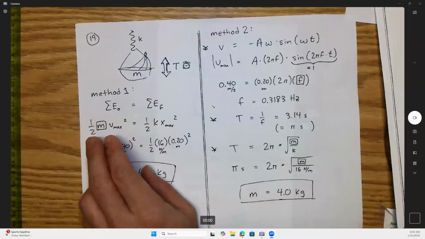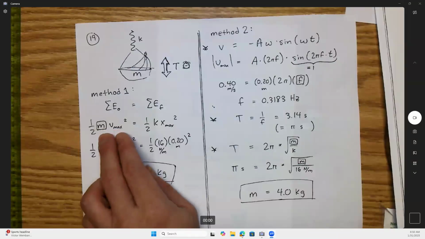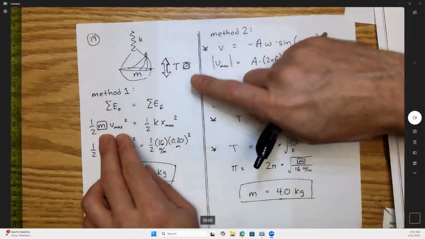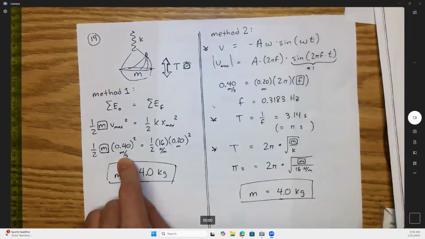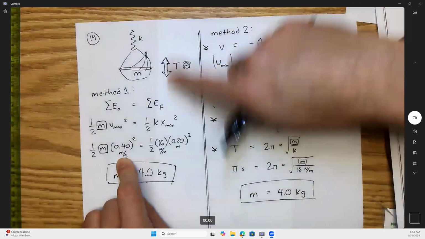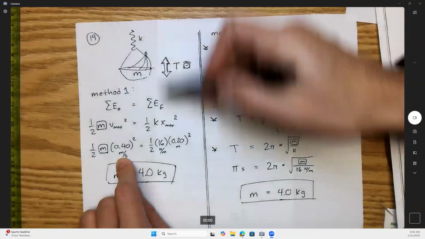Okay. So I've got 1/2 m v max squared. I think they gave you enough information. I think they told you the maximum speed of the bananas going through the center, through the equilibrium point. Okay.